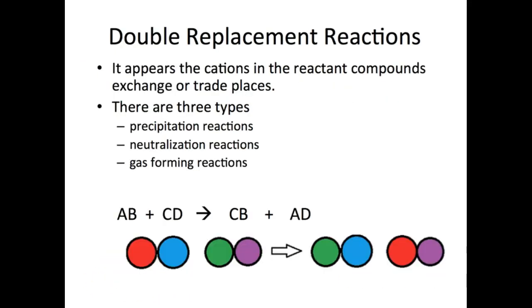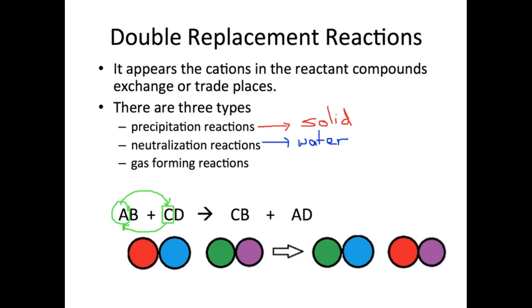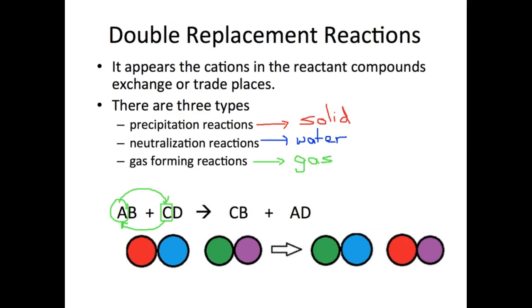In double replacement reactions, it actually looks like things are exchanging or trading places. And that switch produces new compounds with new properties, etc. So again, like replaces like. So my cations literally exchange. The C ends up with the B, the A ends up with the D. Now, there are three types: precipitation, neutralization, and gas forming. In a precipitation reaction, we get a solid in the product. In neutralization reactions, we always form water. And just as the name reads, in a gas forming reaction, we form a gas.